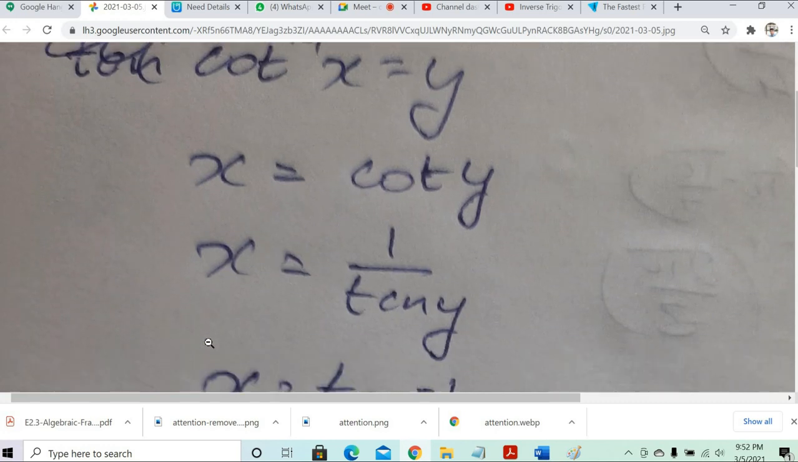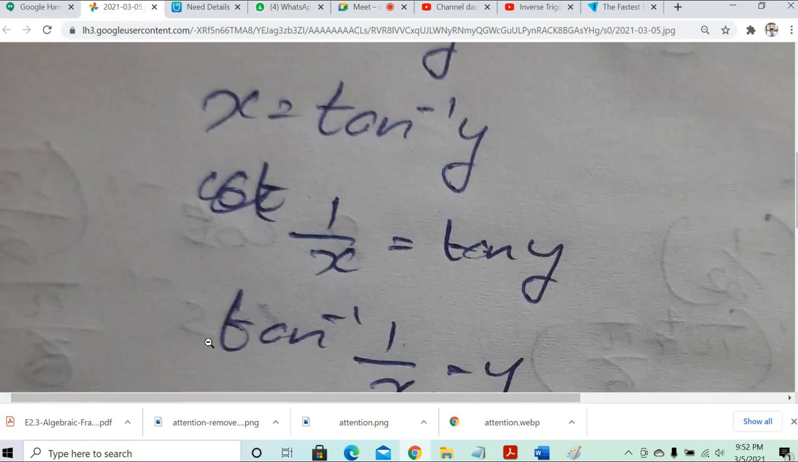Oh, you got inverse x, y is 1 by tan y, it's 1 minus y.